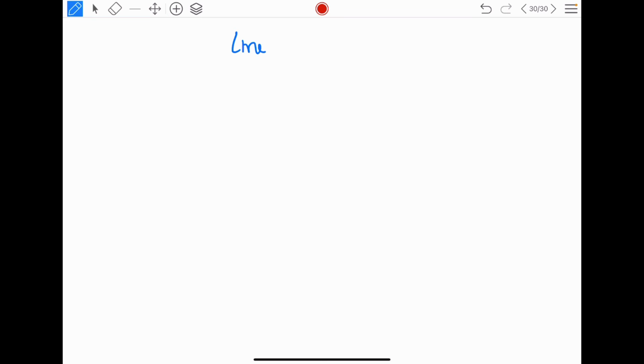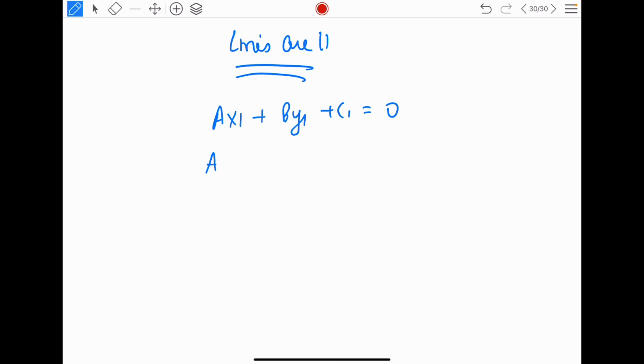Whenever lines are parallel, just remember, if I have two lines, a1x + b1y + c1 = 0 and a2x + b2y + c2 = 0. I am saying that these two lines are parallel. You already know if lines are parallel, m1 is equal to m2, slopes are equal.